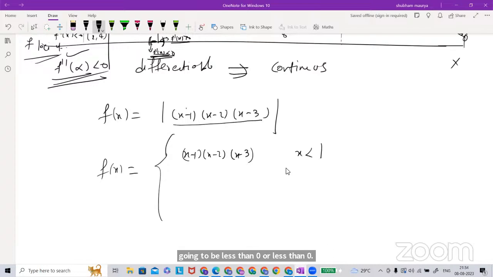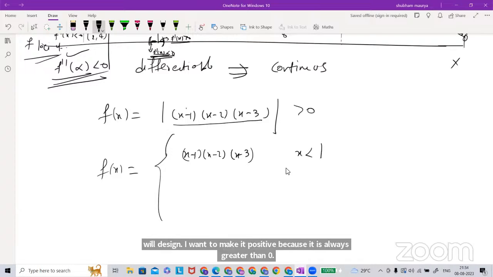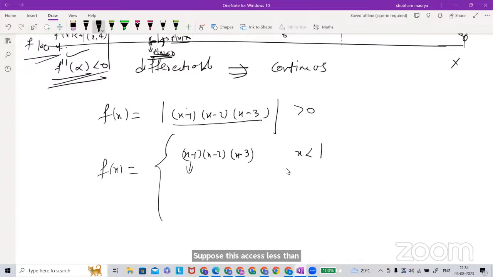What is going to be the sign in this case here? I want to make it positive because it is always greater than 0. Suppose x is less than 1, then in that case this portion will give a negative sign, this portion will give negative, this portion will give negative. That means in the whole, if you multiply negative, negative, negative, it will give negative. But I want to get the positive value here. So if you substitute negative here, then it will become positive. So this is the process of making this function stepwise.